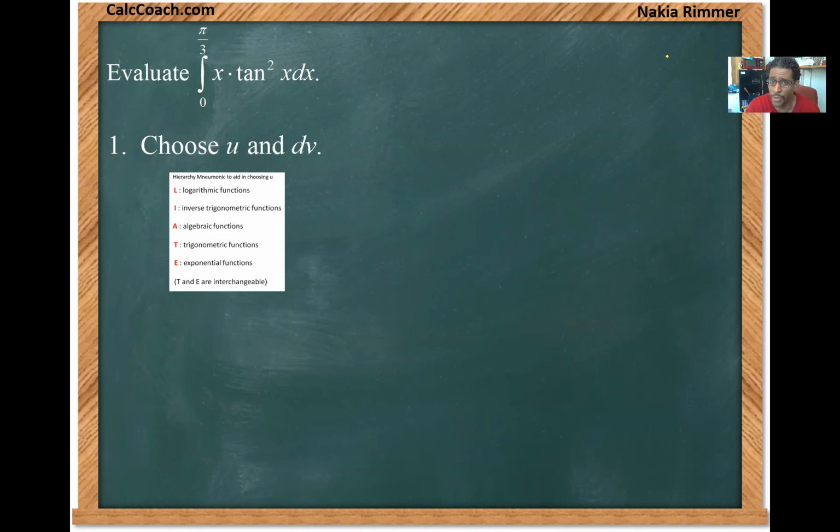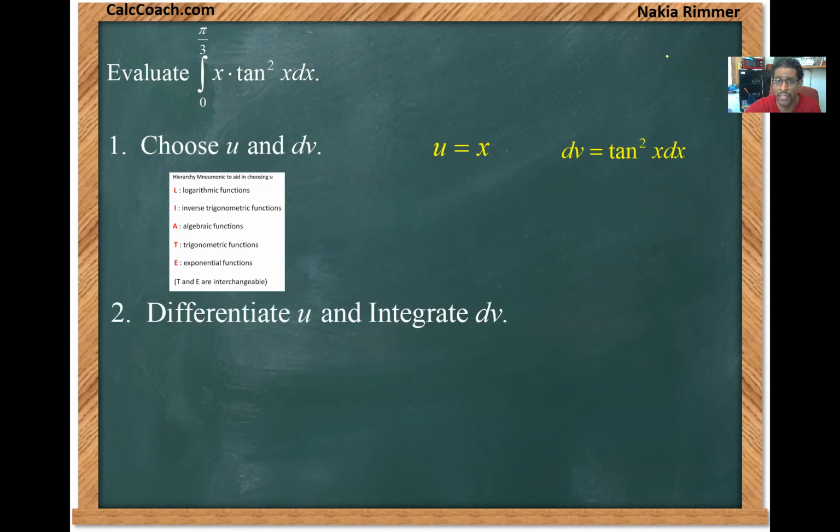We should let u be equal to x, leaving dv to be tan squared of x dx. So then our job is to integrate the dv and differentiate the u. Why do we differentiate the u? So that we can get du. Why do we integrate the dv? So that we can get v. Because the parts involve the u and the v and the du. And so we need these guys. So we go get them.